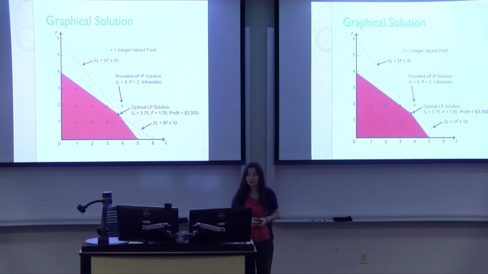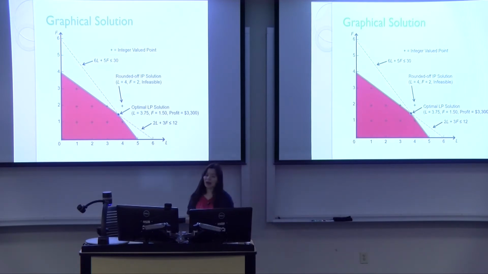No. Why? It's not in the feasible region, right. Actually, this one is not a feasible solution. It means this solution doesn't satisfy these 2 constraints. So the round-off solution is not a good way, okay? And the nearest feasible rounded-off IP solution is L equal to 4, F equal to 1, right? This one. This looks like the nearest feasible rounded-off IP solution.